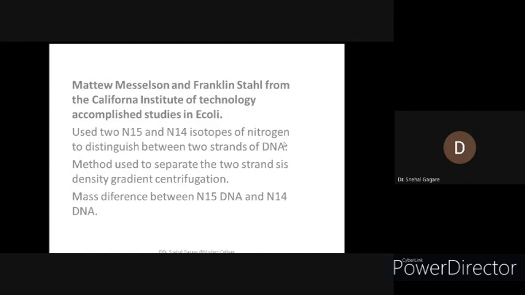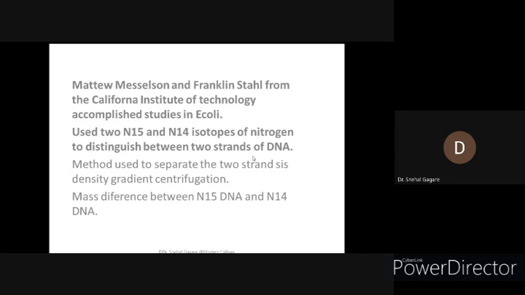They were working in the California Institute of Technology, where they used two isotopes of nitrogen, N15 and N14. Why? Because 17% of the mass of DNA is nitrogen. DNA consists of nucleotides, and nucleotides have nitrogenous bases in them. So if we see the mass of a DNA molecule, 17% is contributed by nitrogen.